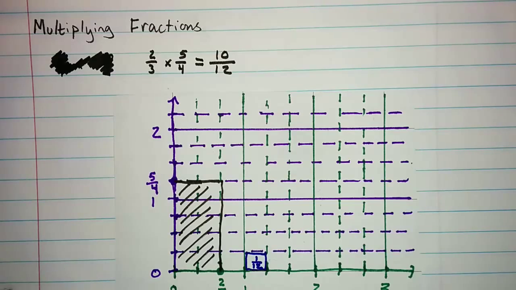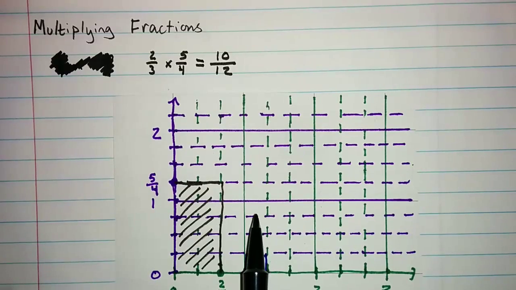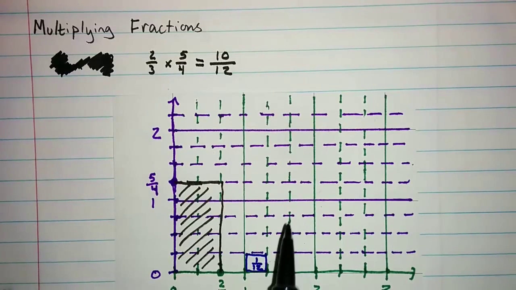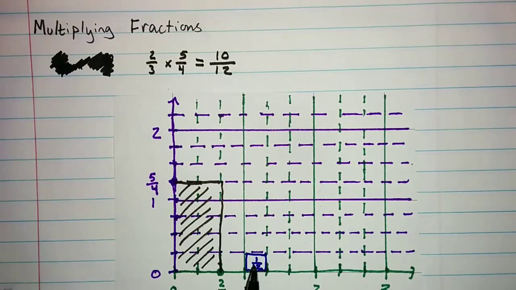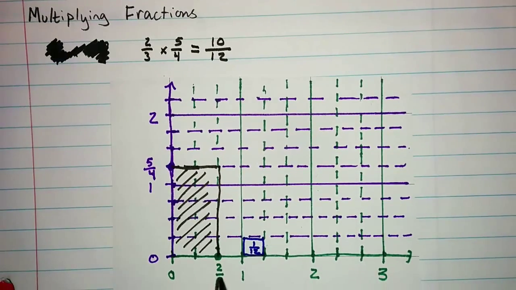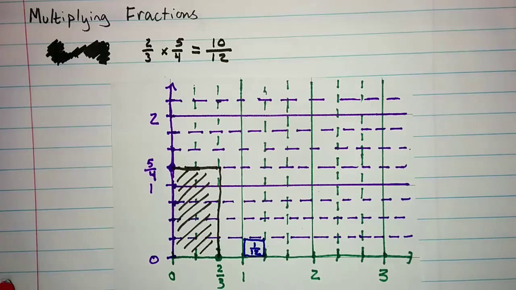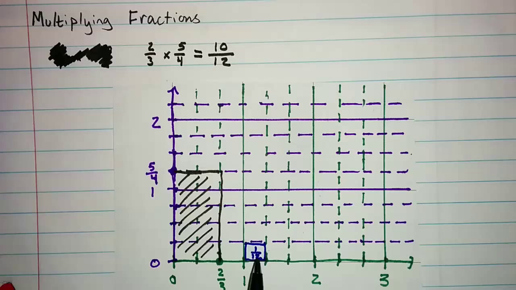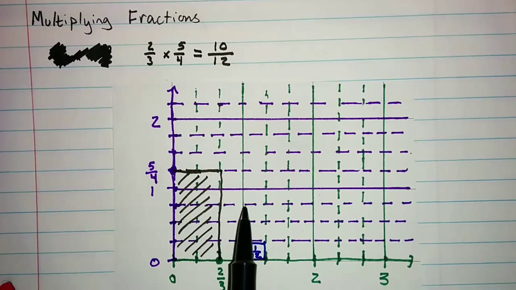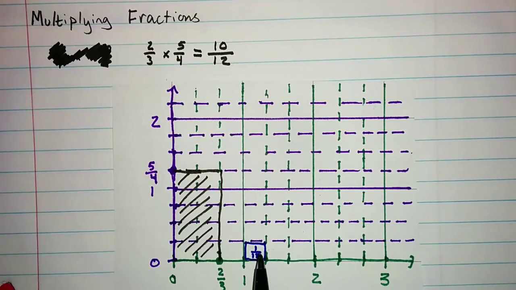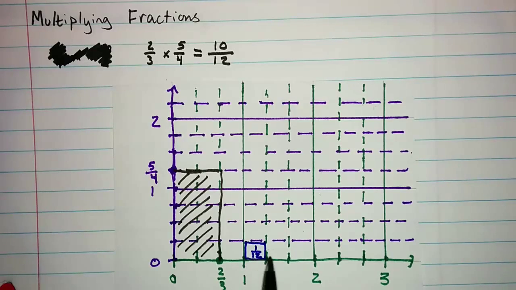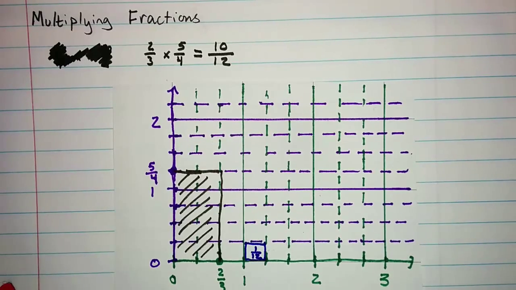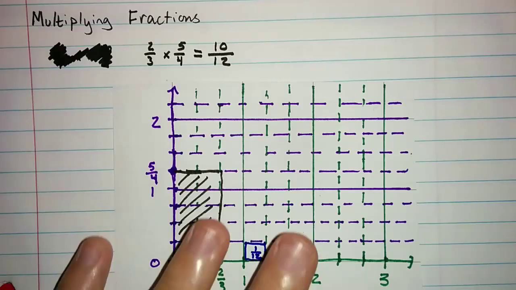How do we get that without drawing this picture? Well, look at how we divided up these squares. Each square is divided up into 3 columns and 4 rows. How did that come to be? The horizontal unit is divided into 3 equal parts. The vertical unit is divided into 4 equal parts. 3 rows, 4 columns, 12 parts.